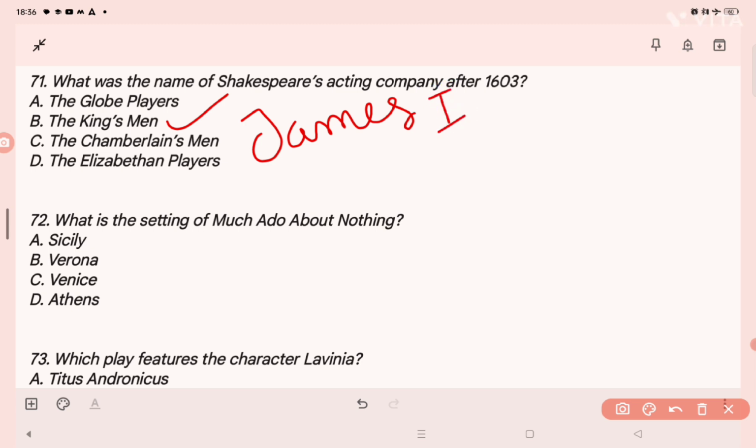What is the setting of Much Ado About Nothing? Option A, Sicily. Much Ado About Nothing is set in Messina, Sicily, and involves the romantic entanglements of two couples.